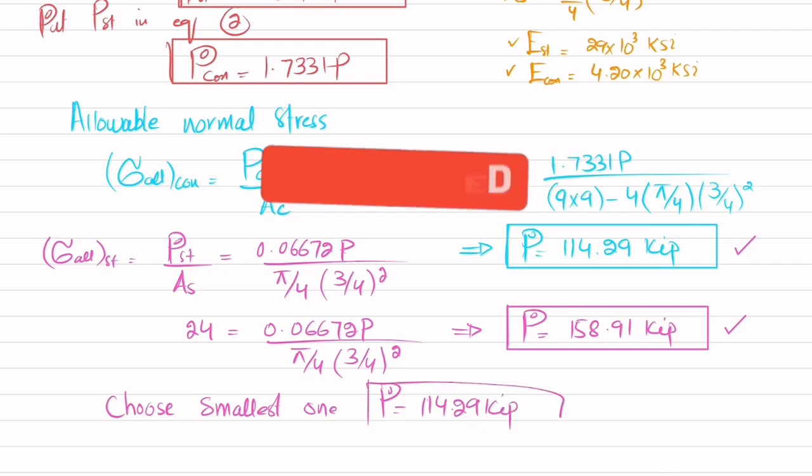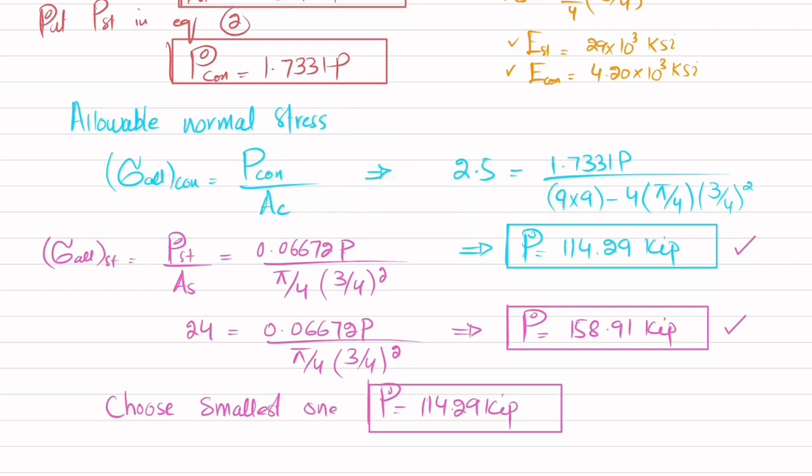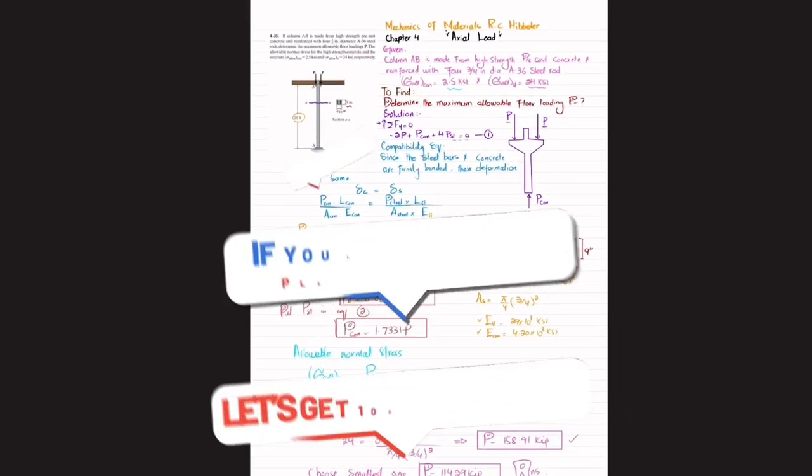Why have we chosen this smallest one? Because you can see that if you put this value in this, it will satisfy, and your stress will be less than the allowable normal stress in steel. But if you put it in this, it will exceed the allowable stress in the concrete. That's why we choose this. P is equal to 114.29 kips. And that was all about this problem 4-35.